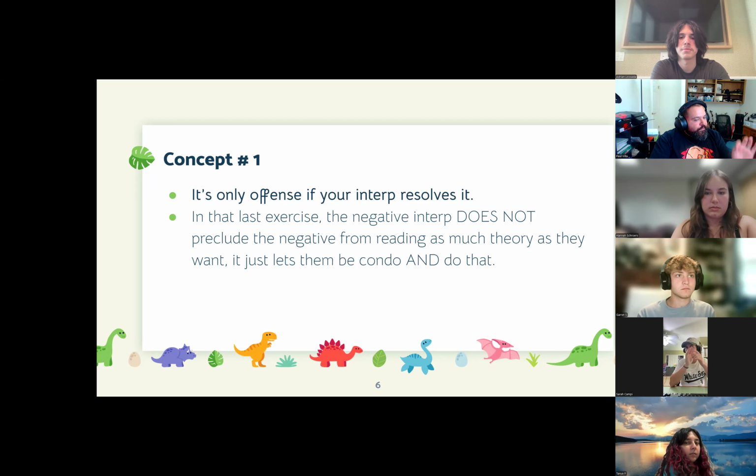So, sort of follow on to the exercise, if you're the negative team and you want to be condo because you're a sinner, what should your interpretation potentially say? How can you change your interpretation such that it is unique to and only to your model of debate?